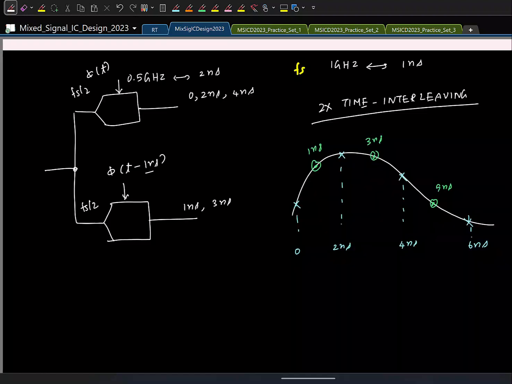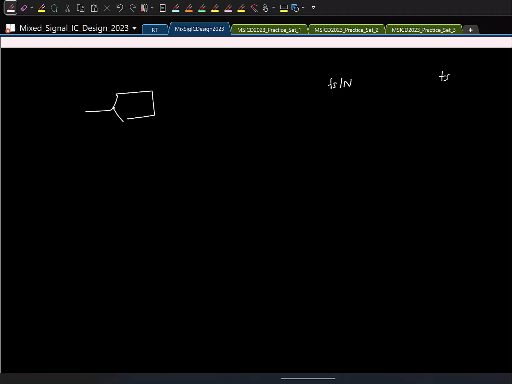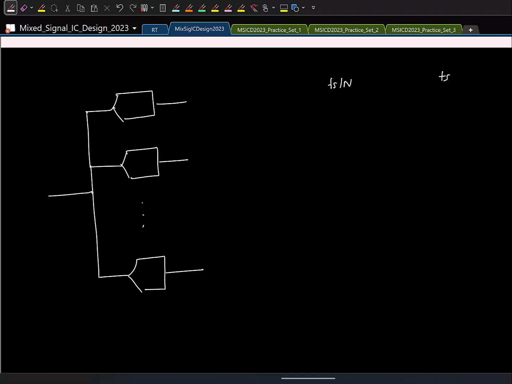And I don't have to stop here with 2x interleaving, I can go for N-x interleaving. So let us say I have an ADC sampling at fs by N. I want to realize an ADC at fs. What do I do? I need to have N ADCs. So let's say this is the second one. And if the clock to the first is phi of t, what is the clock given to the second one?